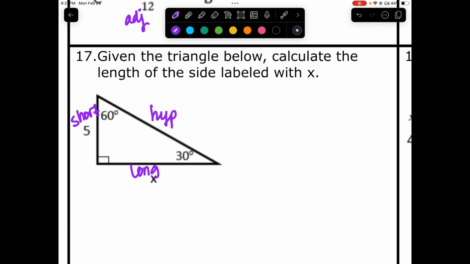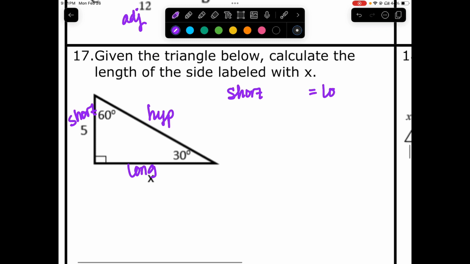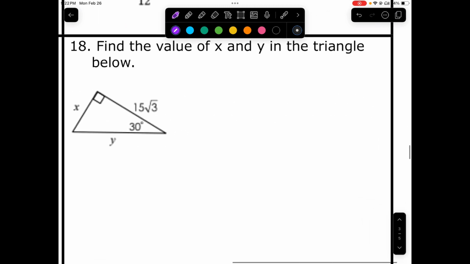All right, cool. So we need to figure out x. When you know the short leg, which we do, and you're trying to figure out the long leg, which we are, you're just going to multiply by the square root of 3. So the short leg is 5, and then 5 times square root of 3 is just 5 times square root of 3. You can't simplify it anymore. Number 18, give it a shot.